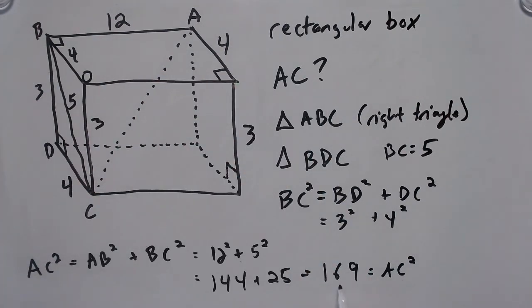So the square root of 169 is 13. We take the square root of both sides, and we'll just put it over here in the corner: AC equals 13. Again, we ignore the negative 13 in this mathematical equation because we're talking about a real life length. So AC equals 13.